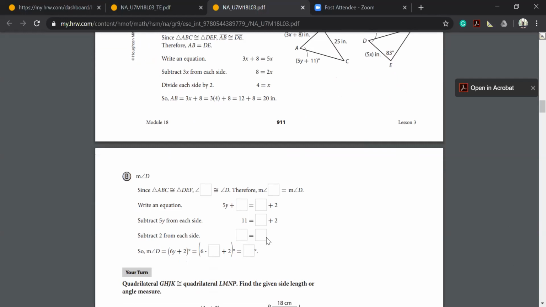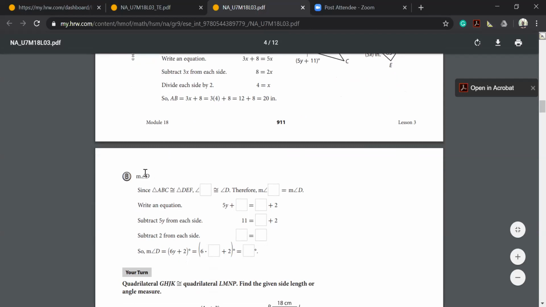Y will be whatever. And then to find measure angle D, what should I do? I should substitute inside of D. D was 6y plus 2. So I should multiply 6 by whatever number you find, plus 2, equal whatever.